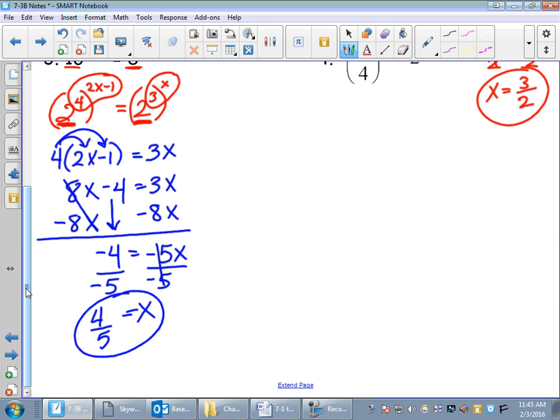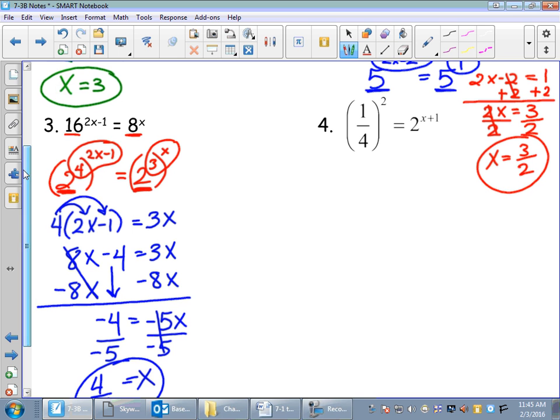If I wanted to check my answer, anytime we solve, we can check our answer. You always go back up to the original problem. So if I go to check this answer, I should plug 4/5 in for x in the original equation. And it should work. 16 to the 4/5 times 2 minus 1 should be equal to 8 to the 4/5 power. Now I know that's a kind of weird answer, but if you use your calculator, it should give you an ugly decimal either way. And it should give you the same exact ugly decimal.